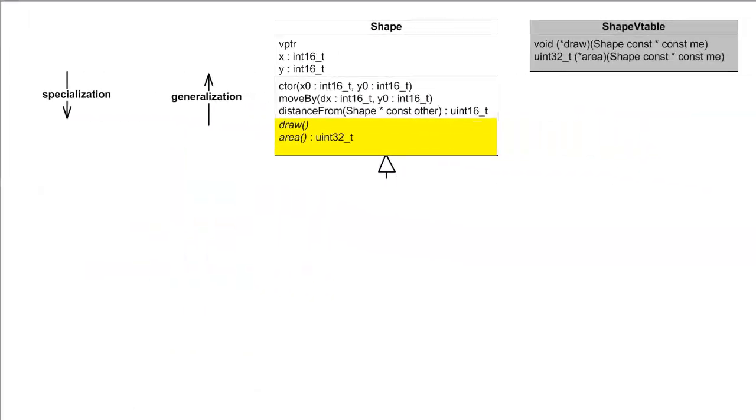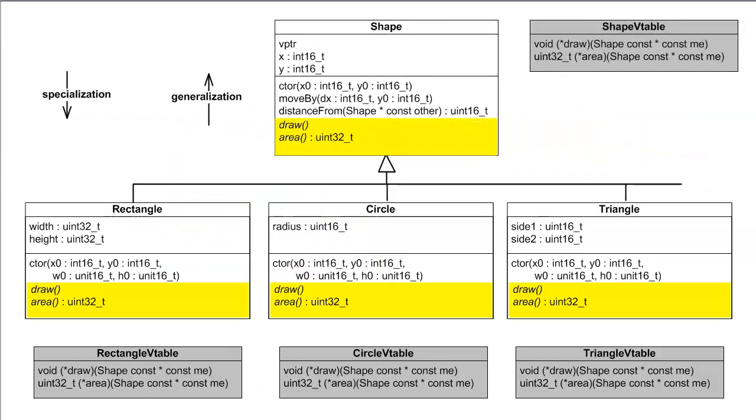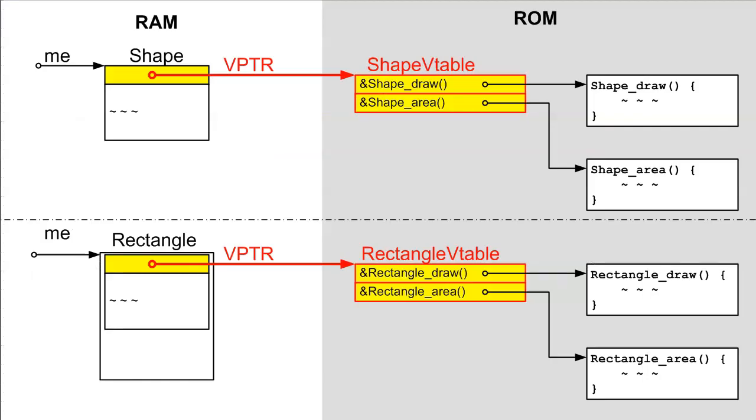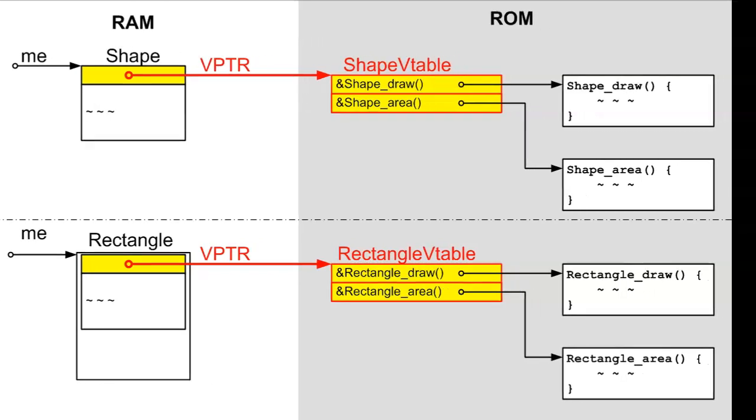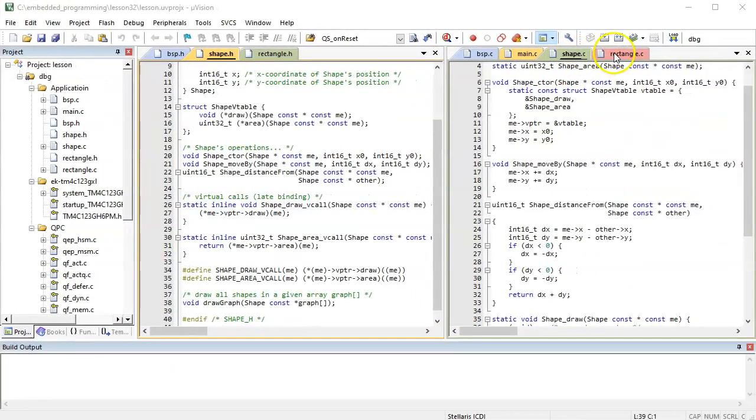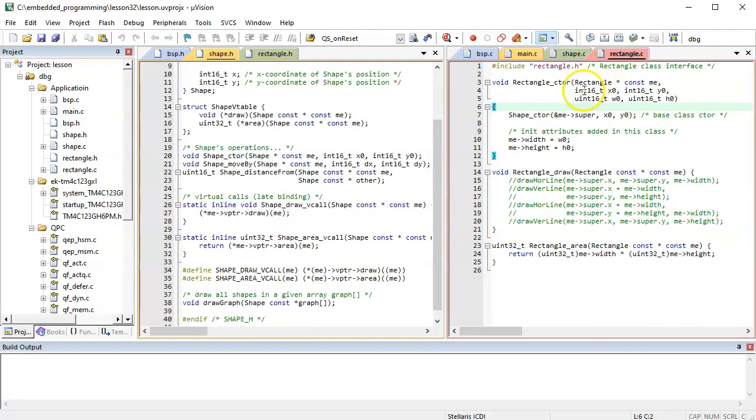Okay, the shape base class is done, but some work is still needed in the subclasses of shape, like rectangle or circle. They will all inherit the VPTR and the virtual call mechanism from shape. But each subclass, like rectangle, still needs to provide its own VTable and its own specific implementation of the virtual functions draw and area. This was the main purpose of polymorphism. So let's do it now for the rectangle subclass of shape.